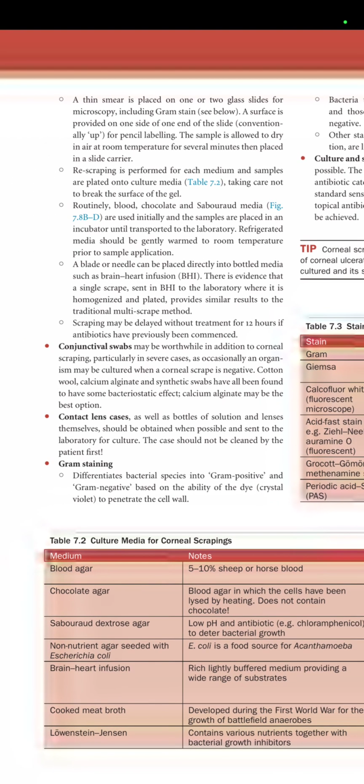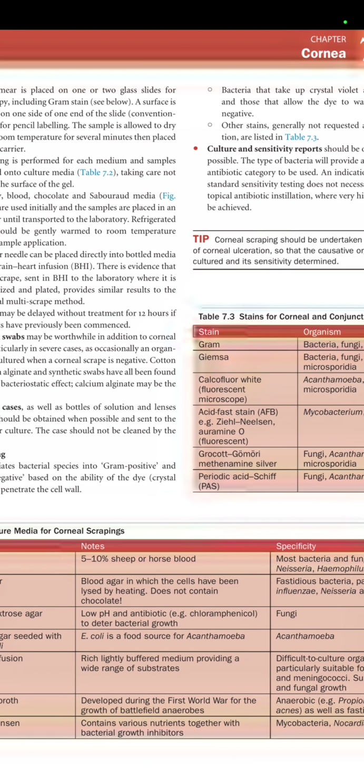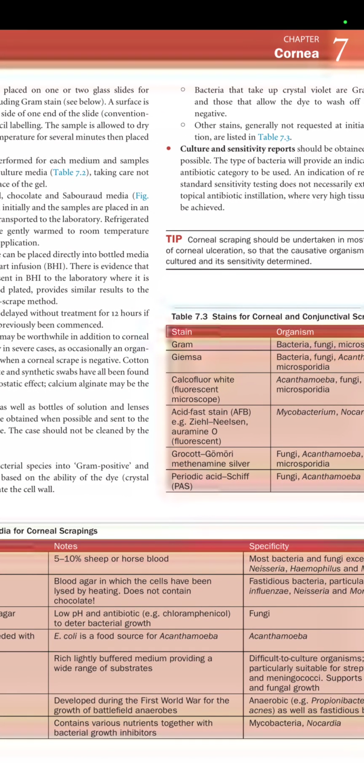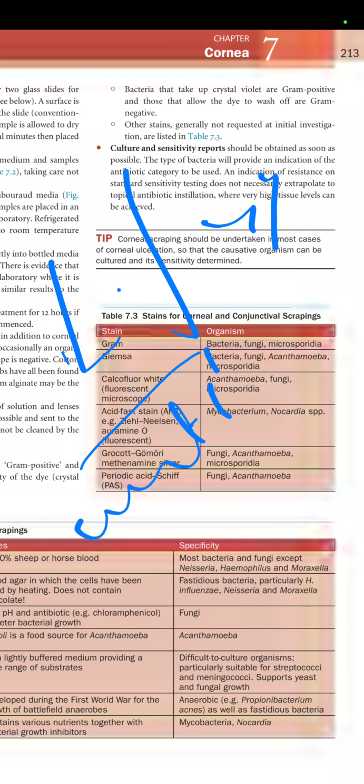Then another important medium is Lowenstein-Jensen medium, that is used to determine the Mycobacterium and Nocardia. It contains various nutrients together with a bacterial growth inhibitor. So Lowenstein-Jensen medium is used for Mycobacterium and Nocardia, and it contains antibiotics, a bacterial growth inhibitor, so it prevents any kind of bacterial growth.